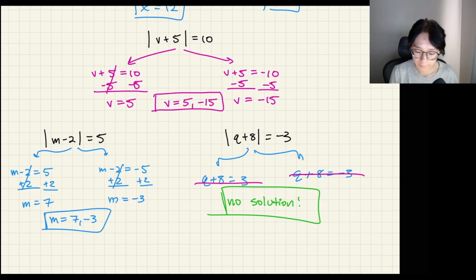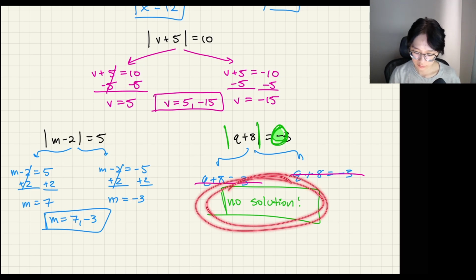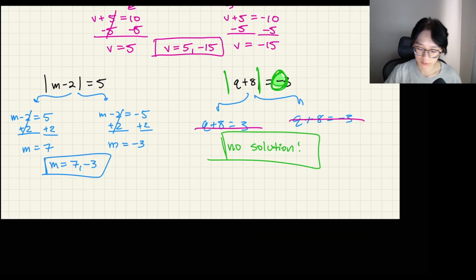Why? Because pay attention. What's the absolute value equal to? A negative. Can absolute values be equal to a negative? No, because distances can't be negative. So you have to pay attention. Is the absolute value equal to a negative? If so, there's no solution. Distances can't be negative. So always pay attention to that.